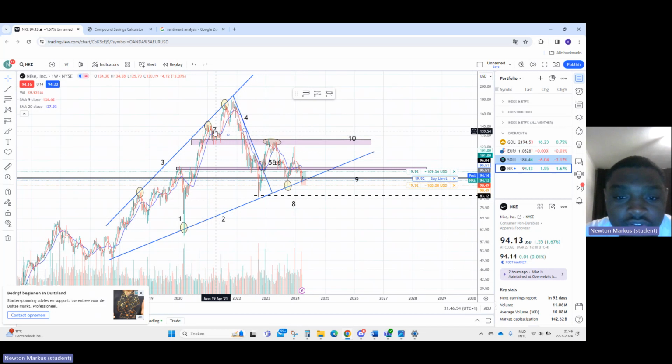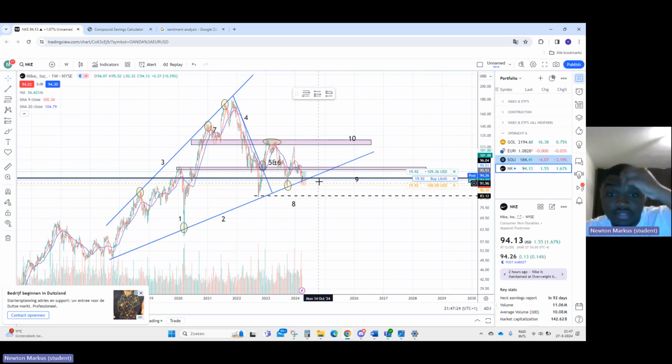Number seven also indicates an uptrend. It also indicates a higher low point, and this is number seven because this touches the trend line for the highs. Number eight signifies the higher low point from number one. Number nine and 10 actually show the structure level.